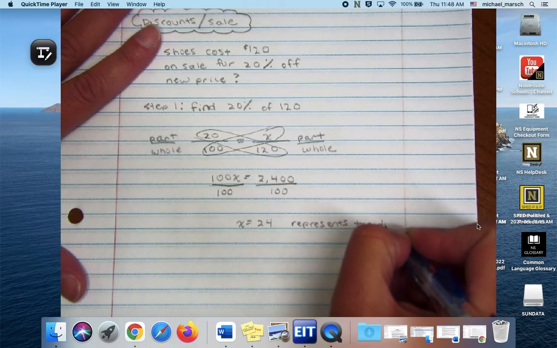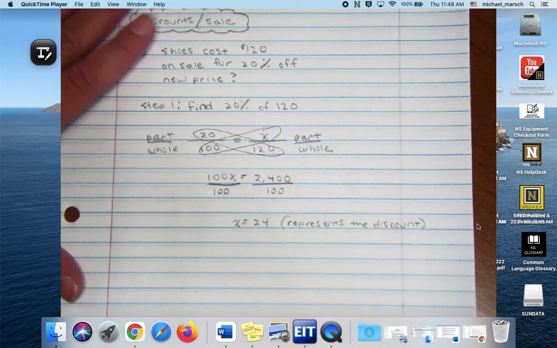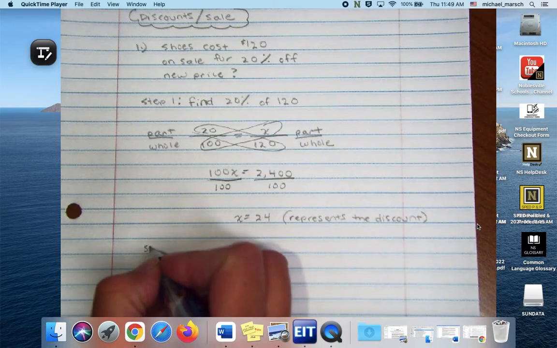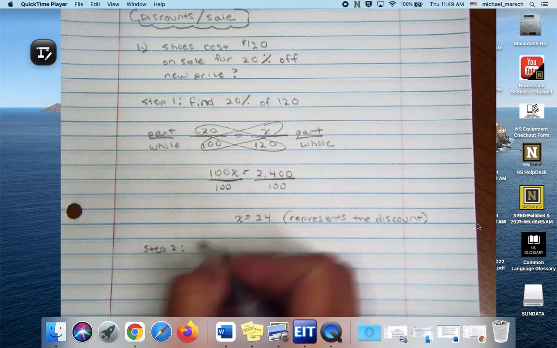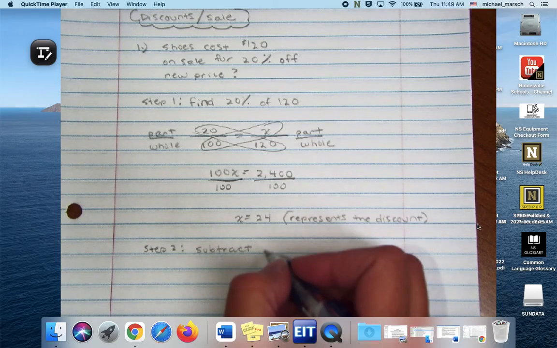What a sale. Woo, big sale. For real, man. You mean it's only $24? No. That's how much we're going to save. So step 2, and you get 20% off and it costs $24. Yep. I thought it was $24 too. You guys are pretty slow.